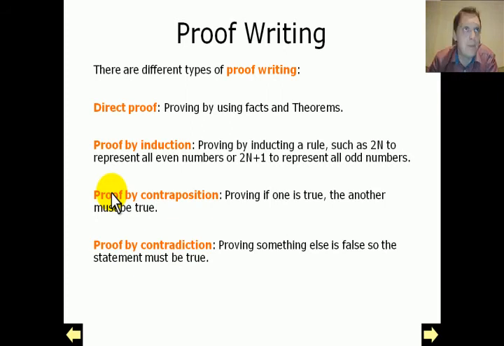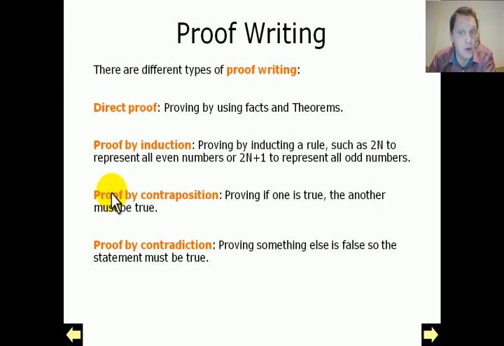Proof by induction. So this is where we are going to use the idea that we can represent a group using a bit of algebra to represent the entire group. So in our third example, we actually use proof by induction because 2n would represent all even numbers, and 2n plus 1 would represent all odd numbers.